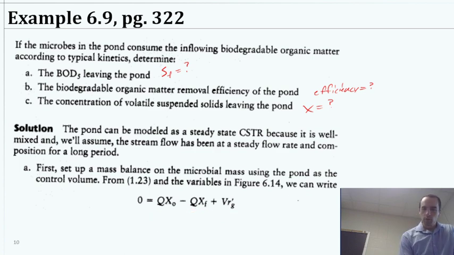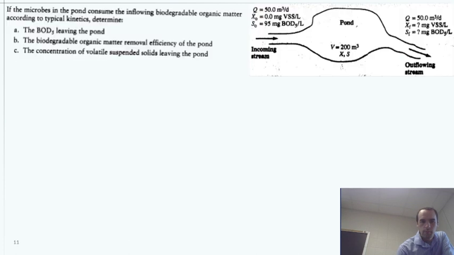I'll just rewrite it up here. Okay, so take a few minutes. I gave you a bit of a start already, but see what you can do with that, and I'll get back with you in a few minutes to work through that.